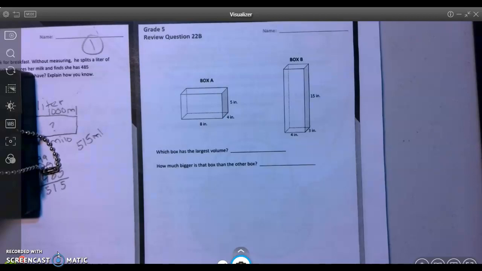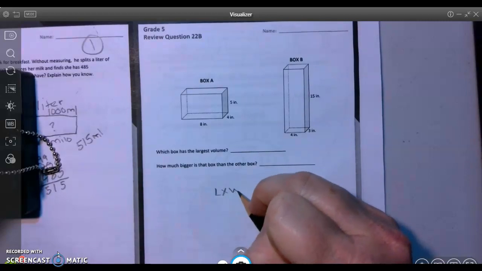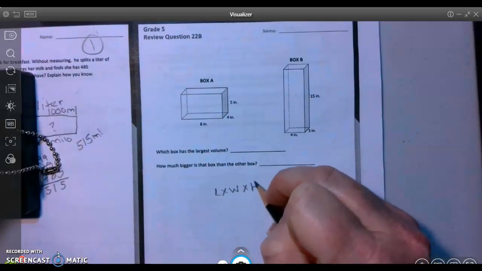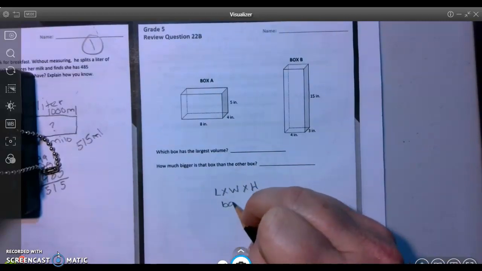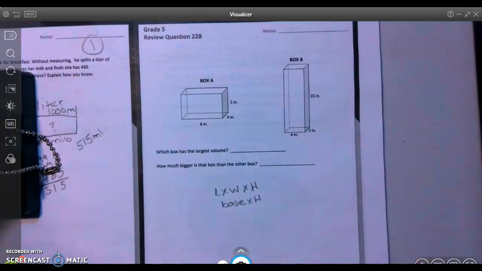Well, I think the first thing we need to do is figure out the volume of each box. And we know that volume is length times width times the height. Or we could also say the area of the base times the height. Either one would work.